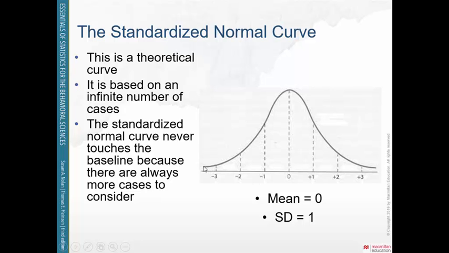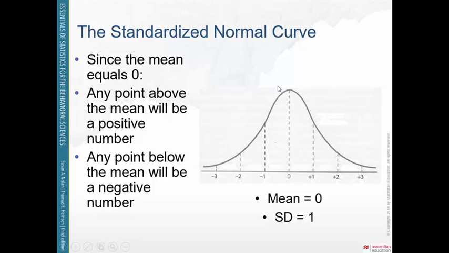And it's represented by a curve that doesn't touch the x-axis. You can see how it's floating a little bit above the x-axis, which is showing us that this is theoretical, that it is infinite, and we could always collect more cases. There could always be another case over here on the left and always be another case on the right, theoretically. So this is sort of how we represent it.